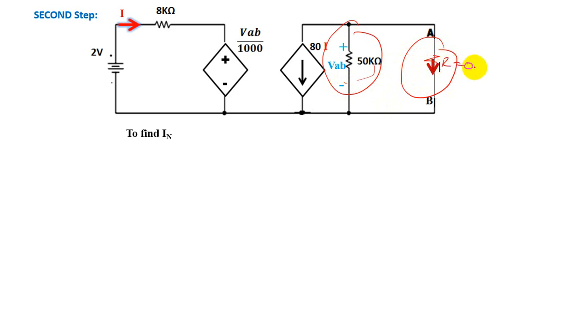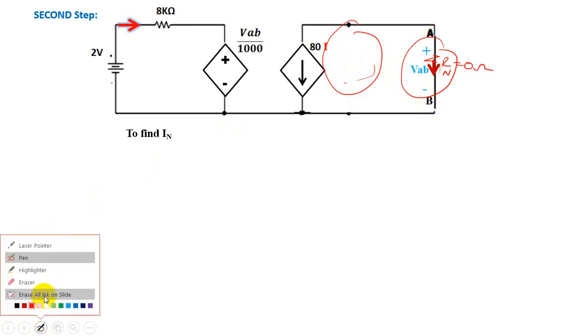is actually 0 ohm. So then I can say 50K is parallel with 0 ohm. Thus, what is the answer? 50K into 0 divided by 50K plus 0, it is actually 0. That means the 50K is not adding any value to the circuit when I short circuit to find IN. So then we can neglect your 50 kilo ohm.